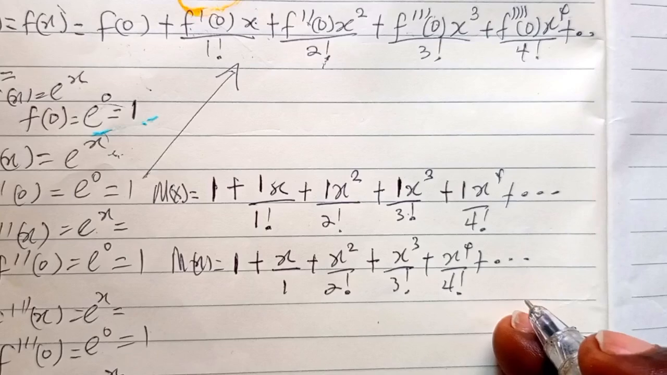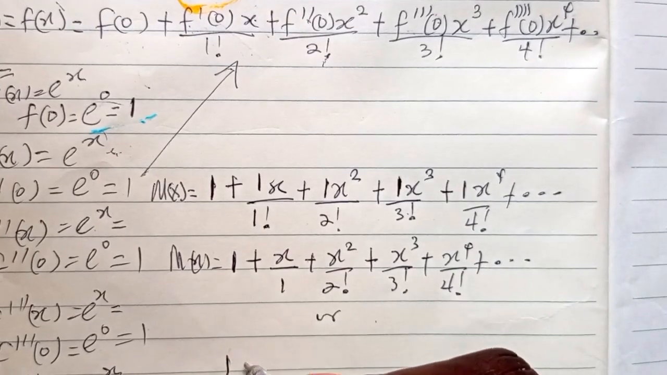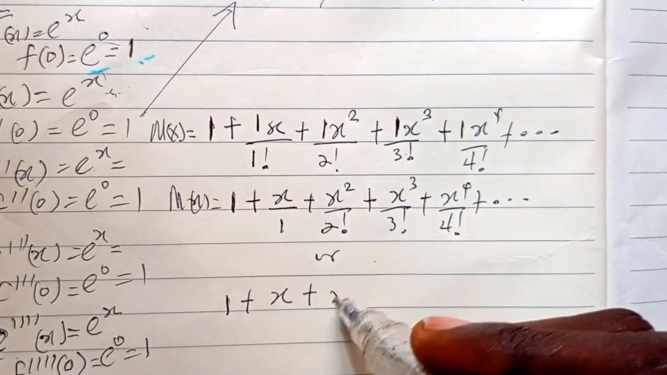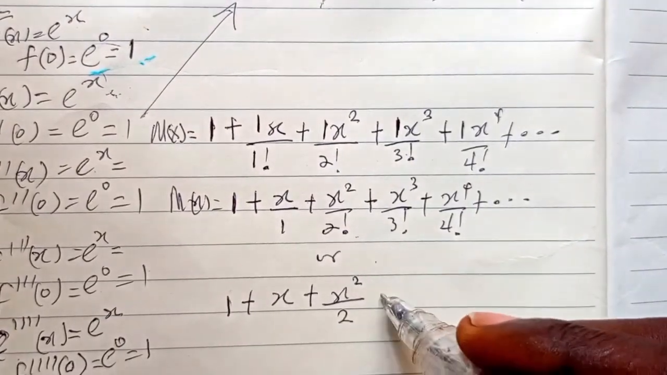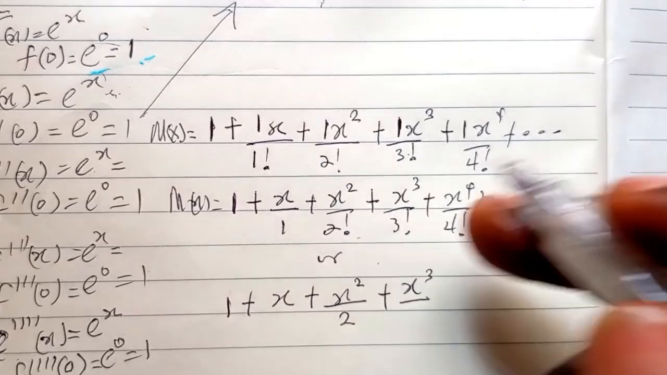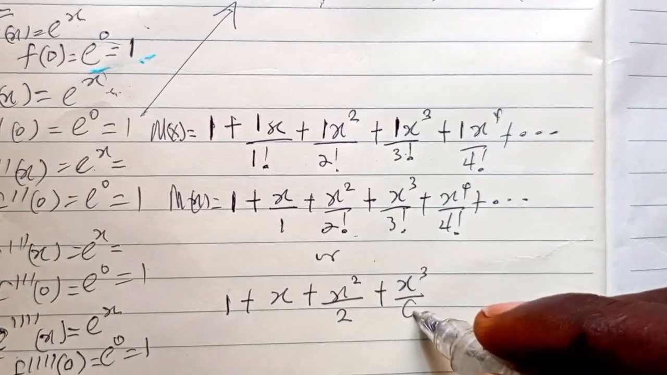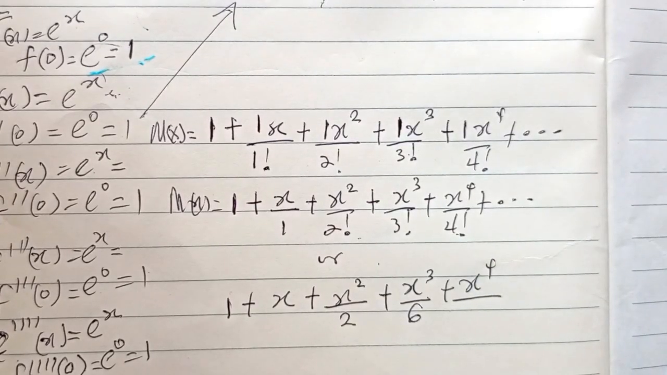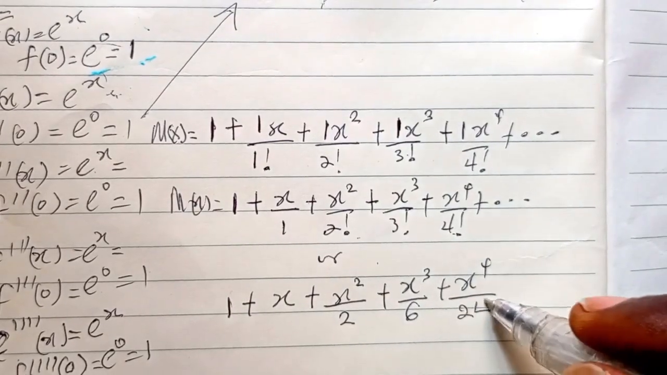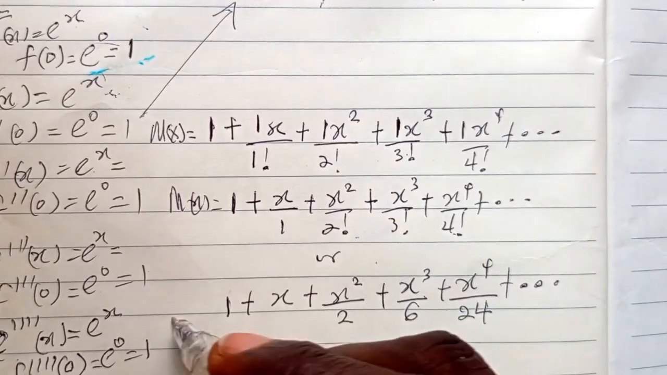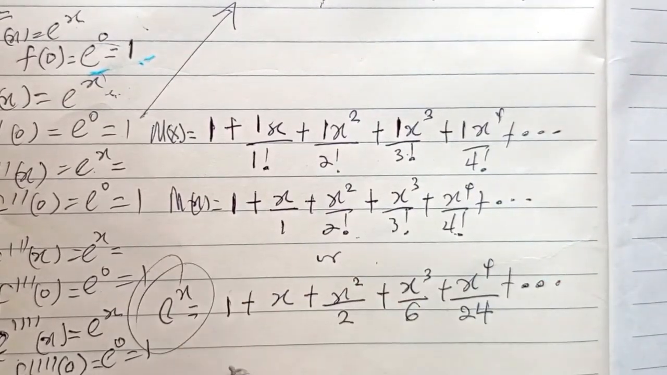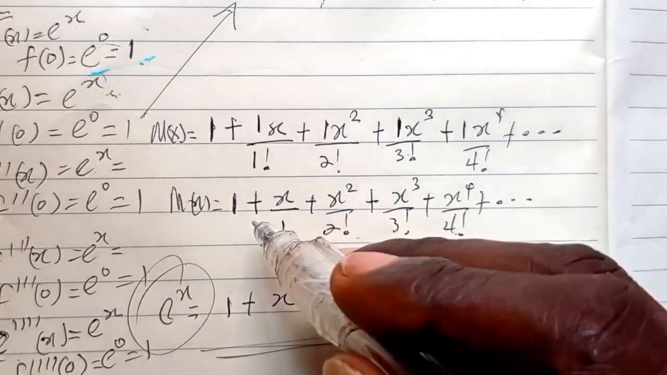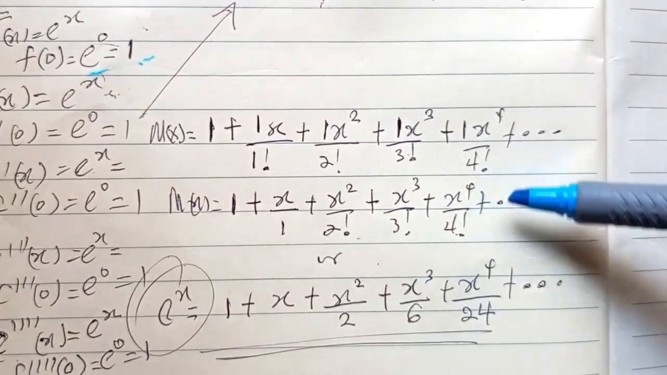Now, if you don't see this answer in the options, you can also write it like this. 1 plus x over 1 is x, right? Then this will be x squared over 2 factorial means 2, plus x to the power 3 over 3 factorial means 3 times 2 times 1, that will be 6, plus x to the power 4 over 4 factorial means 4 times 3 times 2 times 1, so that's 24, plus and so on like that. So this is the Maclaurin series for e to the power x. So that's how you get your answer. So any of these two answers are correct. You can leave it like this or you can leave it like this.